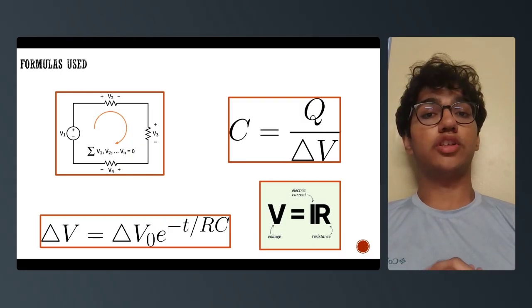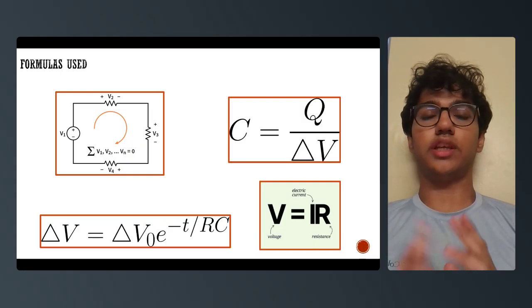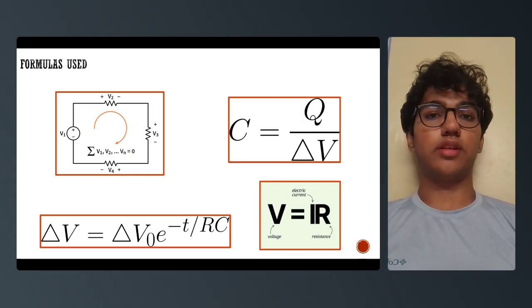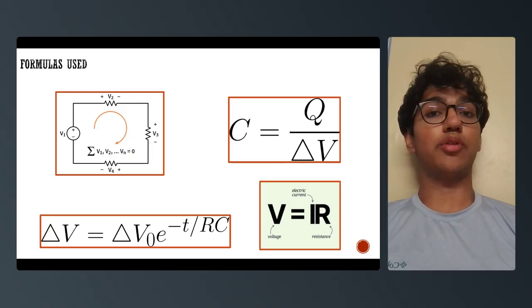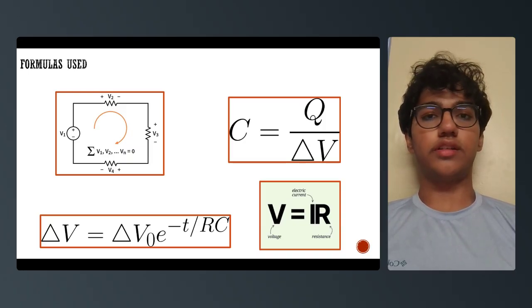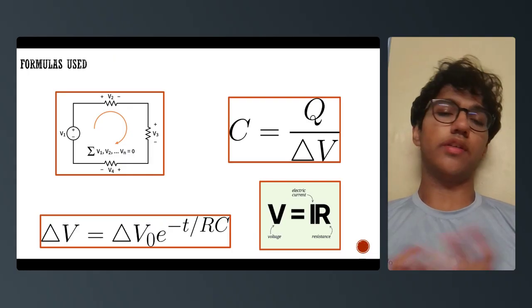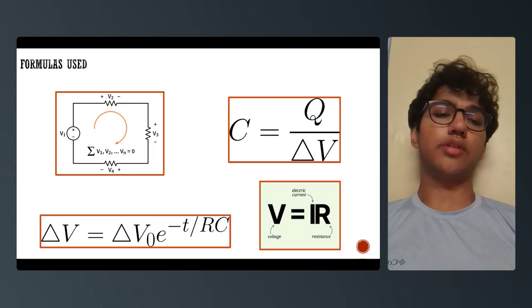The capacitor discharge equation, where the change in voltage equals the initial change in voltage times e, the exponential factor, raised to the power of negative t over RC, where t is time, R is resistance, and C is capacitance. And of course Ohm's law, which is just V equals IR, voltage equals current times resistance.